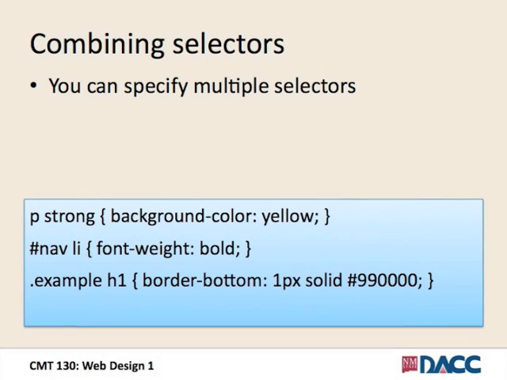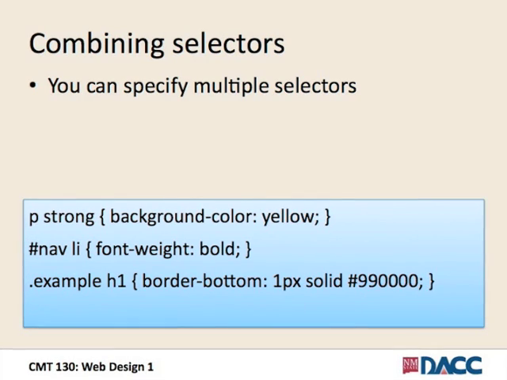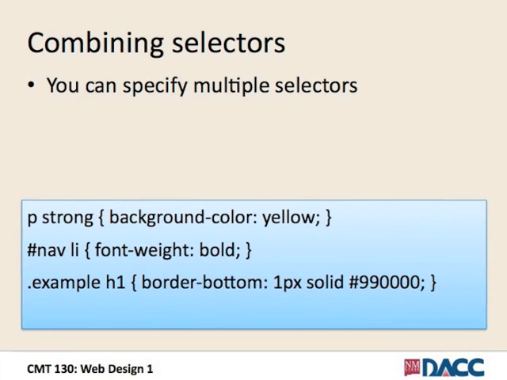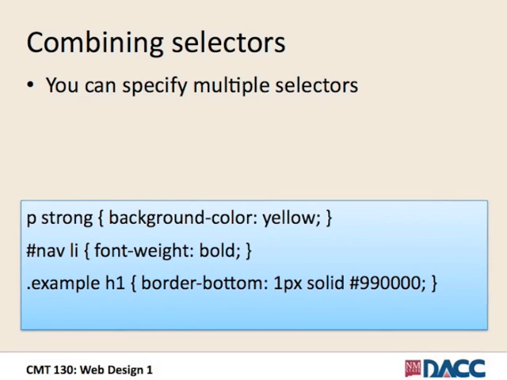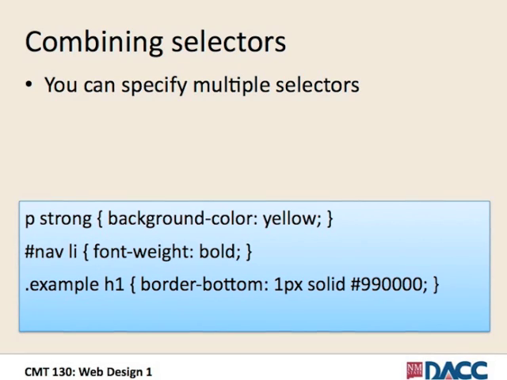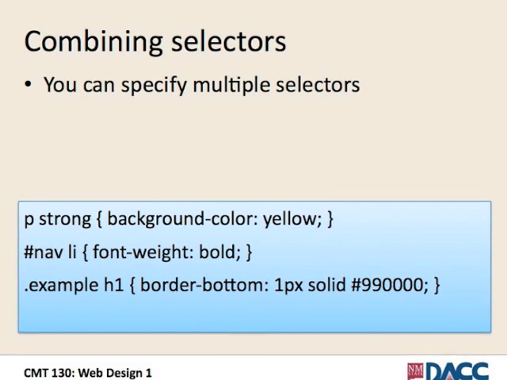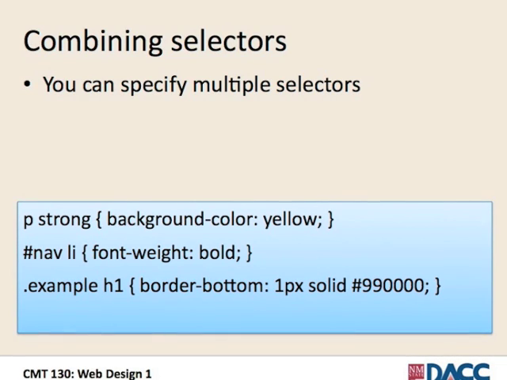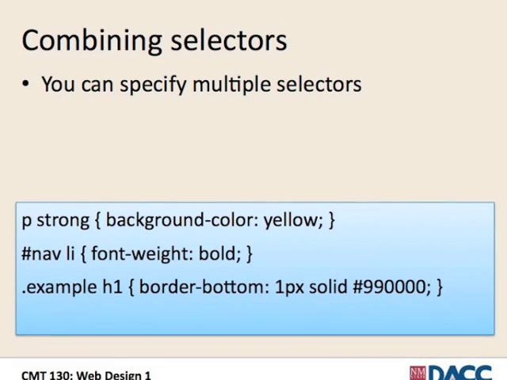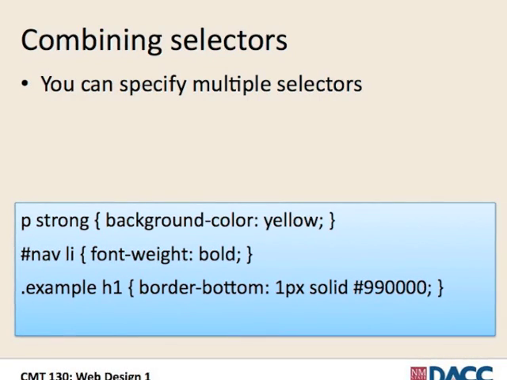Selectors can also be combined. In the first example, only strong tags inside of a paragraph will be styled. In the second example, only LIs inside of an element ID'd nav will be styled bold. In the third example, only H1s inside of an example class will be styled with a border bottom.